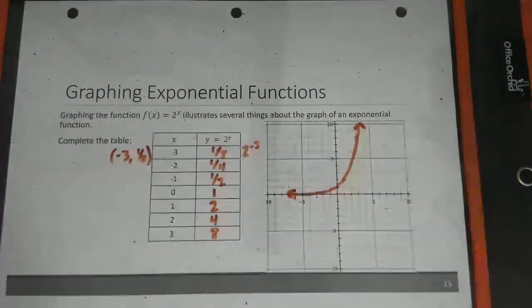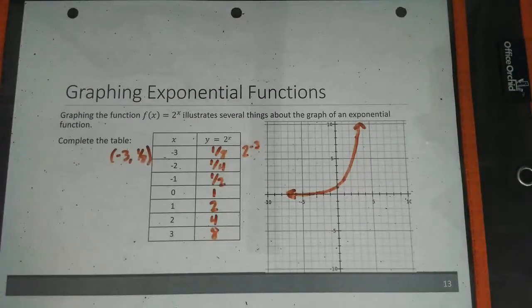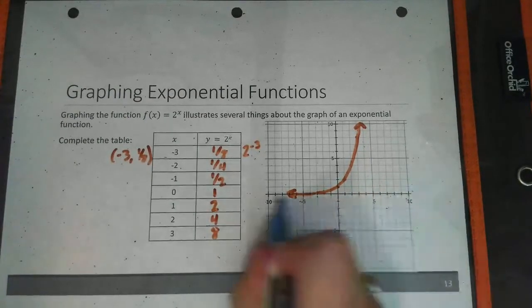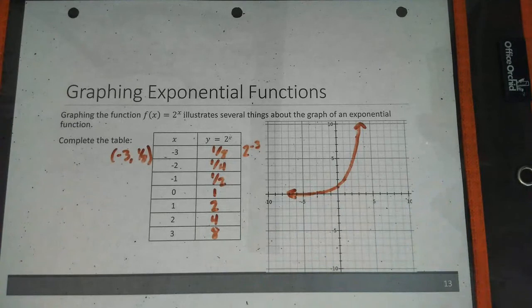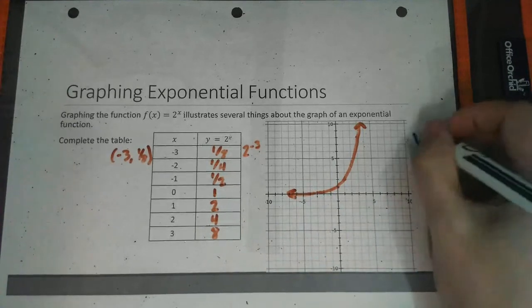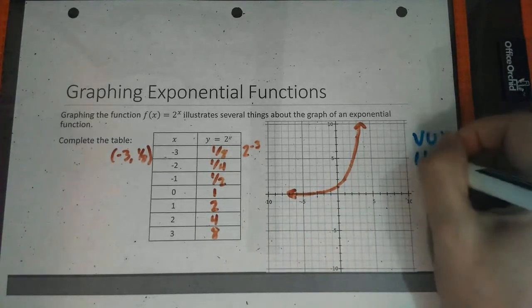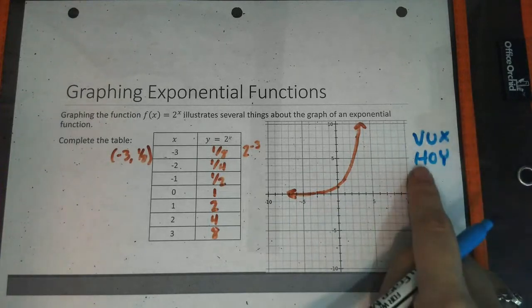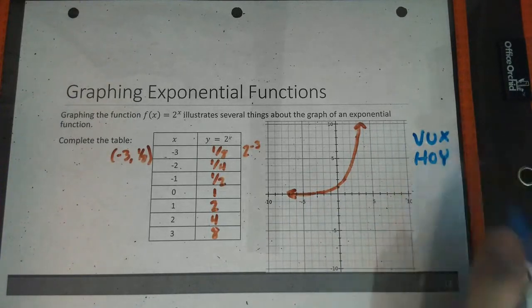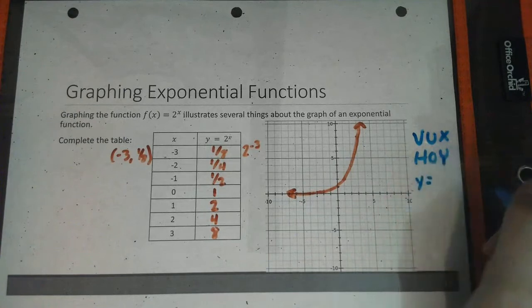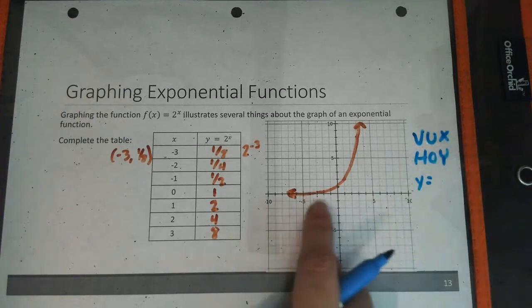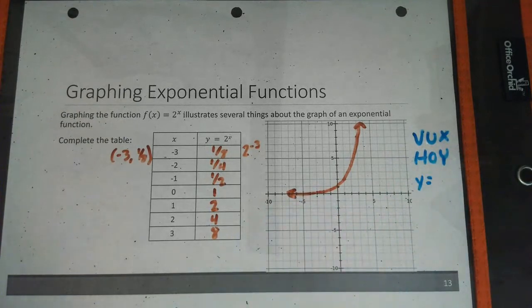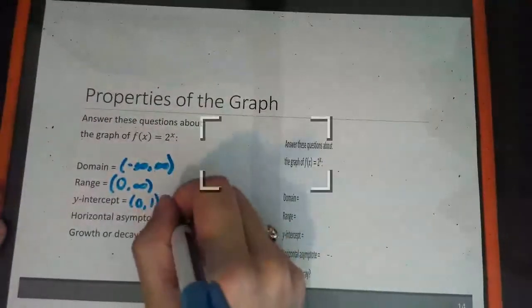But it's a line. Lines have equations. So I need the full equation for this horizontal line. Think y equals mx plus b. We are looking at a horizontal line. Horizontal lines have 0 slope. Their equations are y equals a number. In this case, we're getting really, really close to y equals 0. So that's going to be our horizontal asymptote.